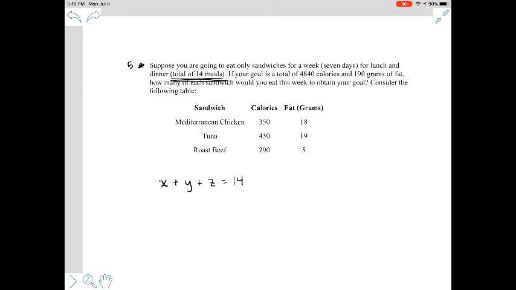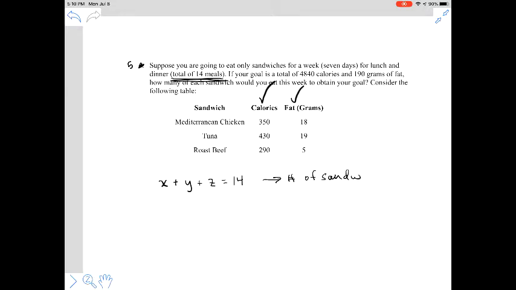Okay, let's do calories. And the nice thing about how this chart is laid out is it essentially gives us the other 2 equations. We could do an equation for calories, and then we could do another equation for fat grams. Because you're going to have the number of sandwiches times calories, and you're also going to have that for the fat. Is that what you're saying? Exactly. So if I do calories, this is just the number of sandwiches.